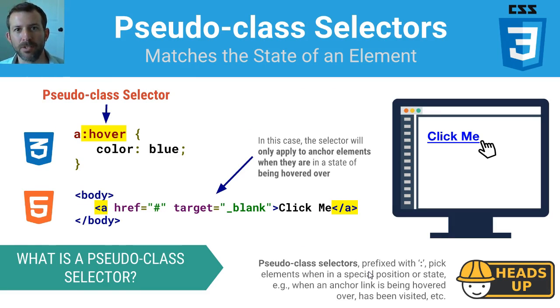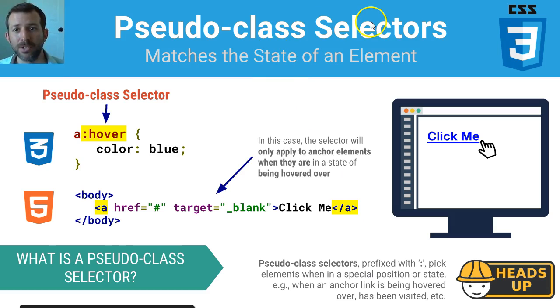So let me talk about this for a second. When you put a link on a page, that link can have many different states. For example, let's say the link has been visited. That is one state that the link can have. Let's say that the person viewing the page is currently hovering over it with their mouse. That's another state that that element can have.